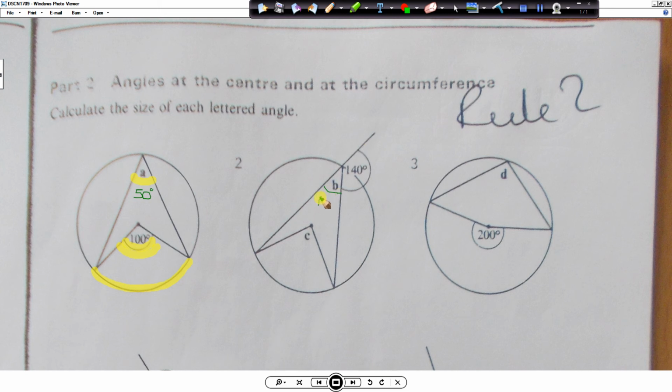Now, here's 140, Samara, what is angle B? B straight away has to be an angle of 40. Angles on a straight line add up to 180. So angle B is equal to 180 minus 140, which is 40.